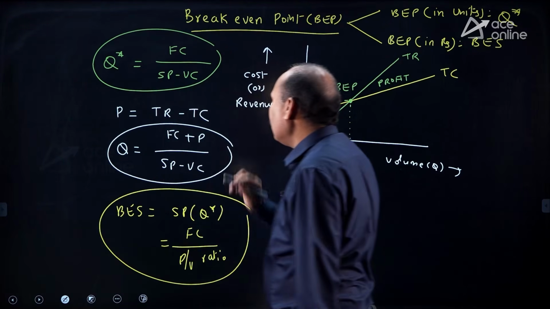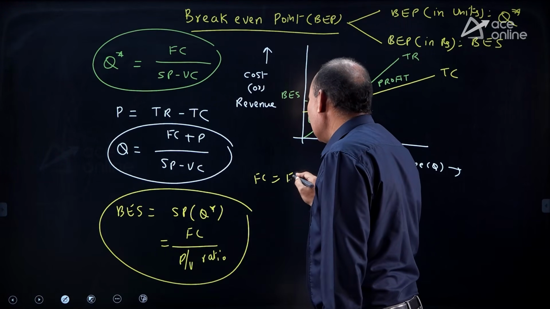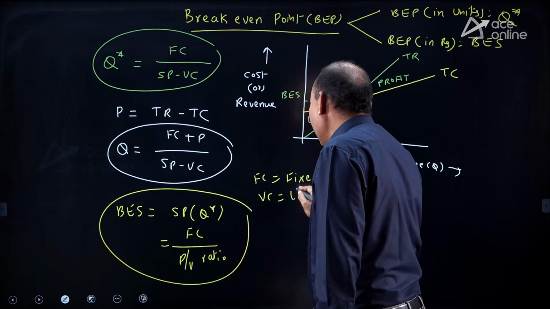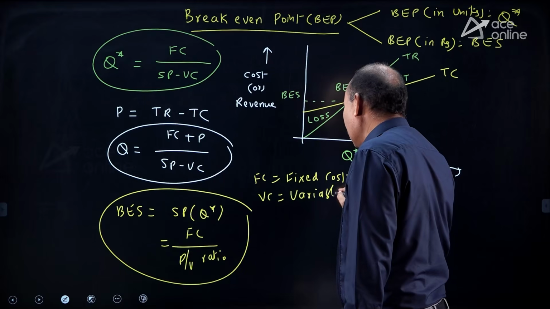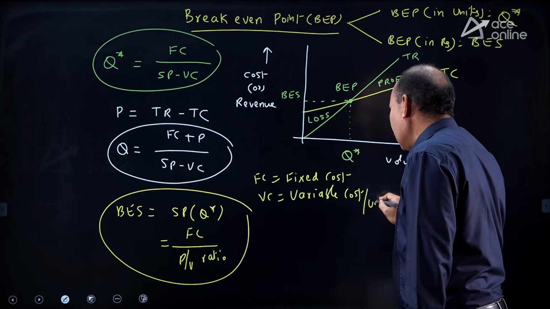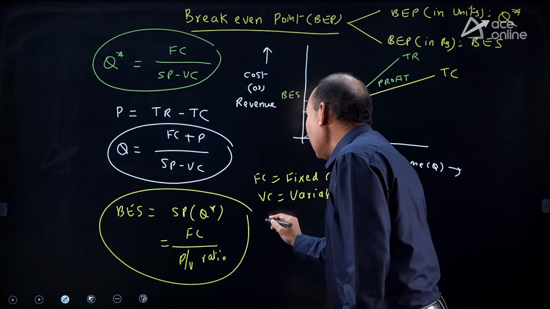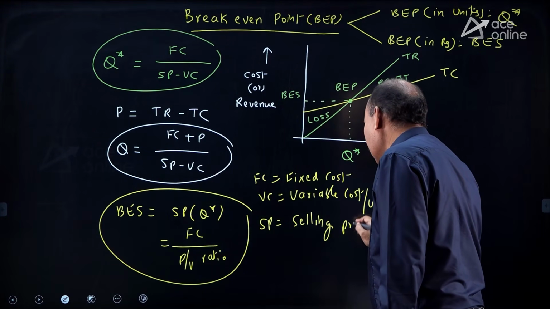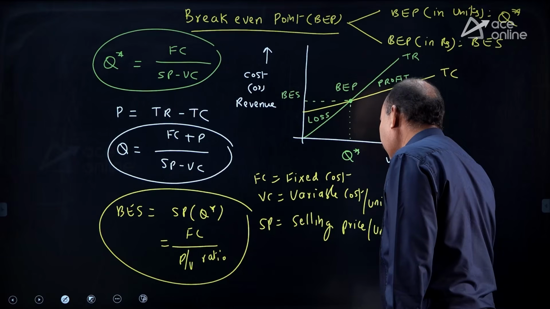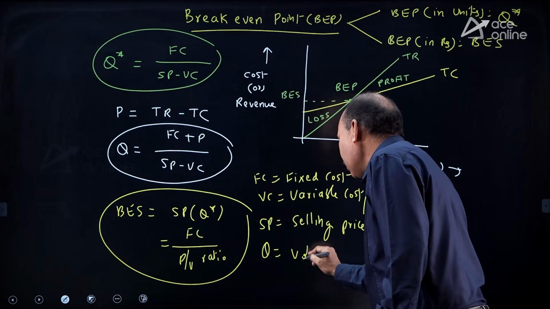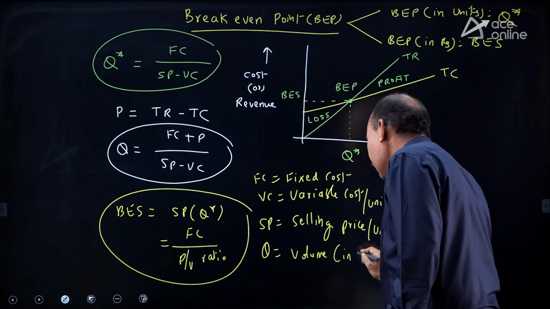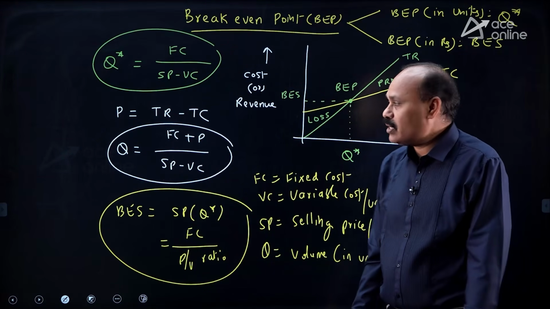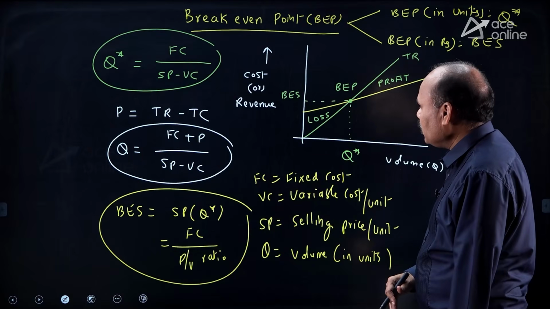where FC is equal to fixed cost, VC is equal to variable cost per unit, SP is equal to selling price per unit, Q is equal to volume or number of units or quantity. So, these are the formulas we come across. Let us have some sample questions.